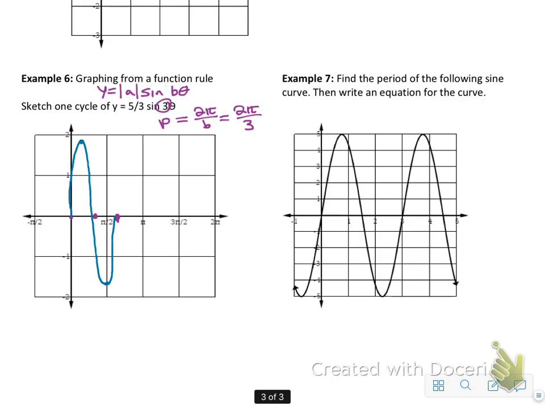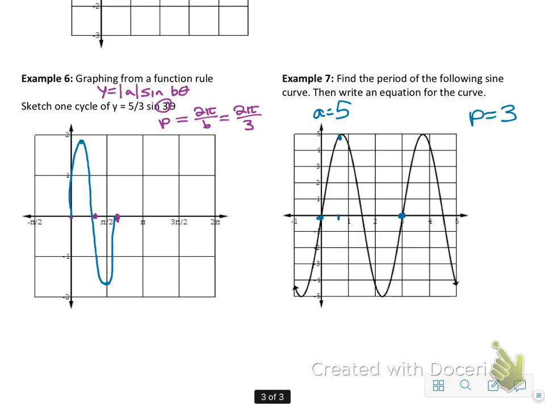Find the period of the following sine curve, then write an equation for the curve. Now, the period, again, is the distance from start to end, which means that our period is 3. It says to find the period and then write an equation, so we are going to have to find the amplitude. So let's find the amplitude. That's the distance from basically here to here, right? And that's 5.